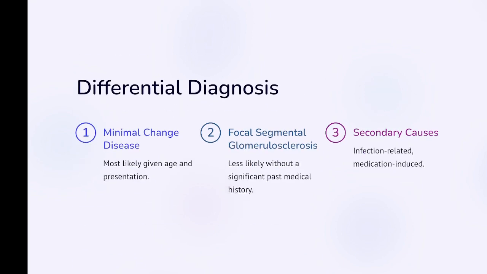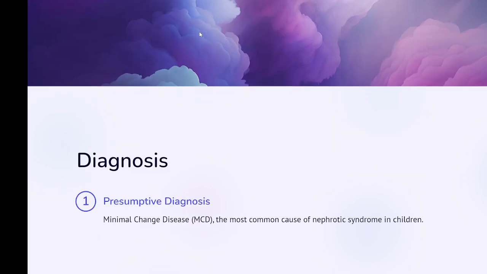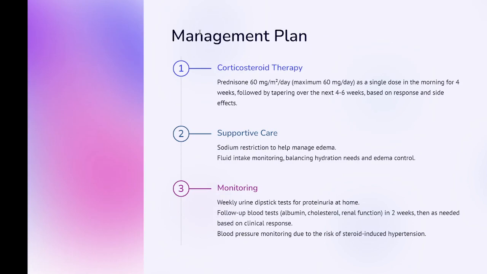Differential diagnosis: minimal change disease, most likely given age and presentation. Focal segmental glomerulosclerosis, less likely without a significant past medical history. Secondary causes: infection-related, medication-induced. Diagnosis: based on the clinical presentation and laboratory findings, a presumptive diagnosis of minimal change disease, MCD, the most common cause of nephrotic syndrome in children, is made.